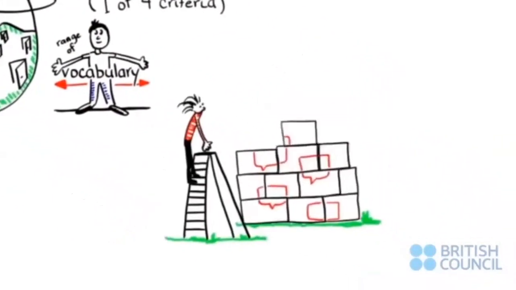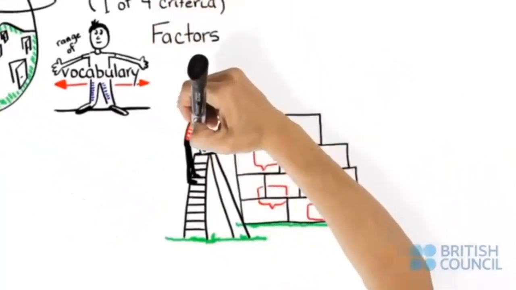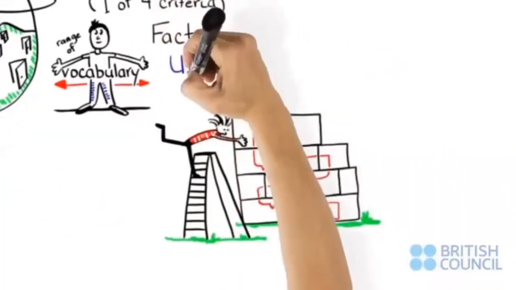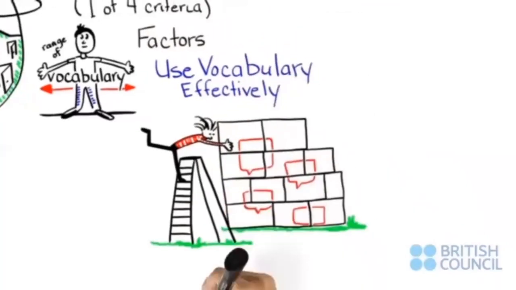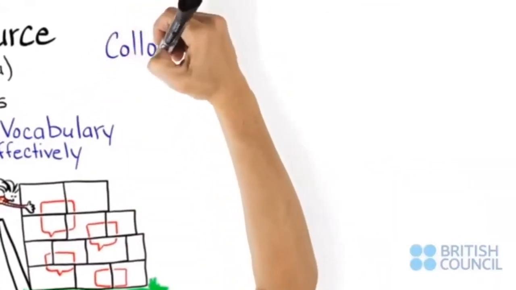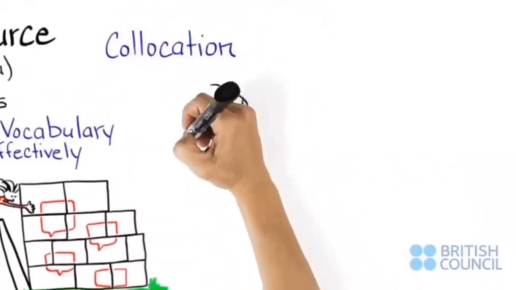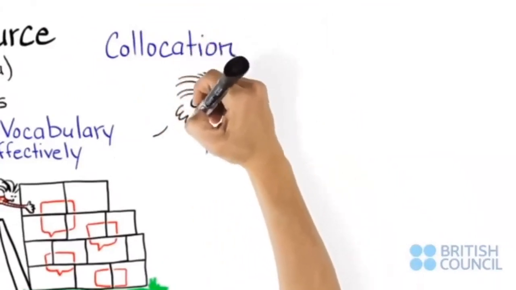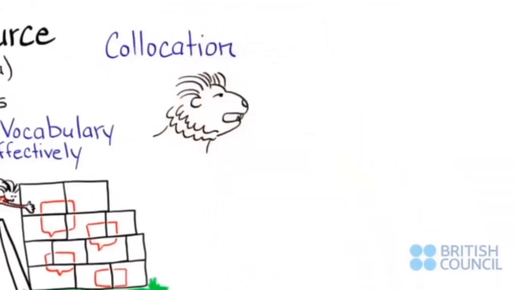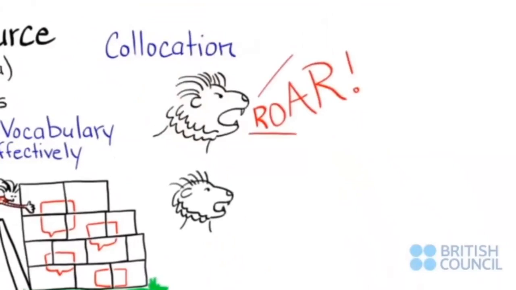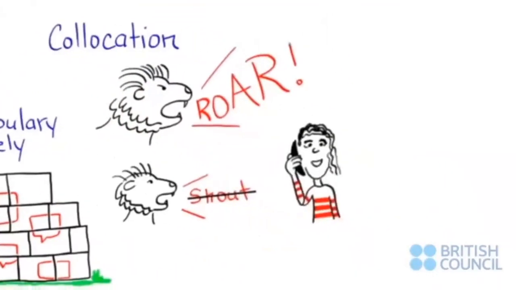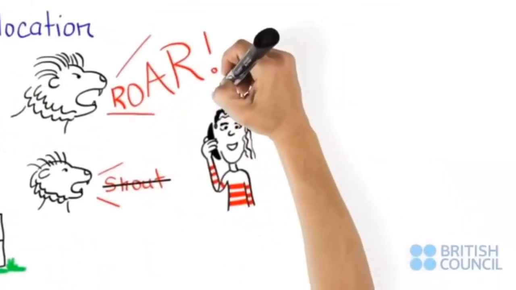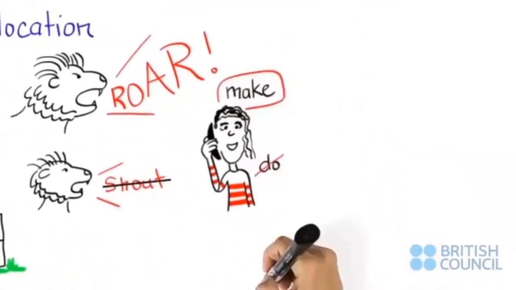You will need to understand these factors to score well on the test. The ability to use vocabulary effectively, including the right collocation, that is, words naturally used together. For instance, lions roar. Lions do not shout. Alternatively, we make a phone call. We do not do a phone call.